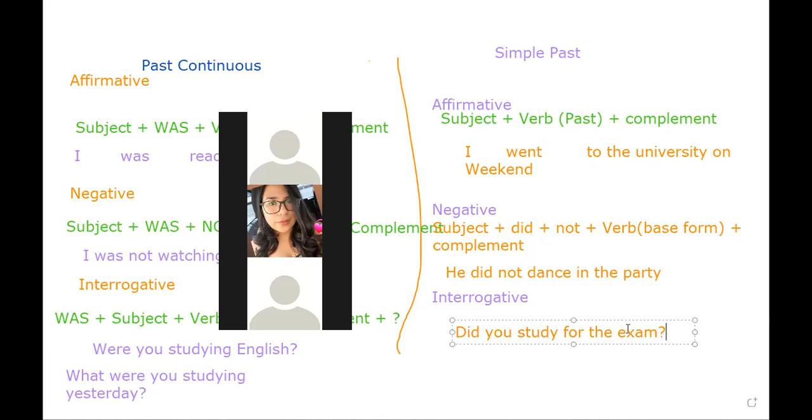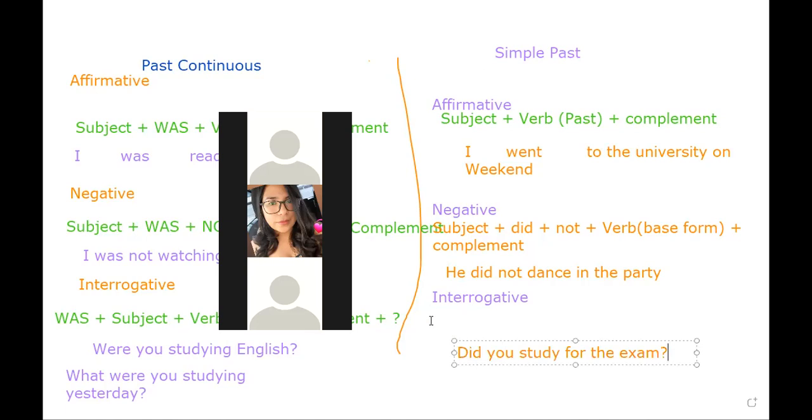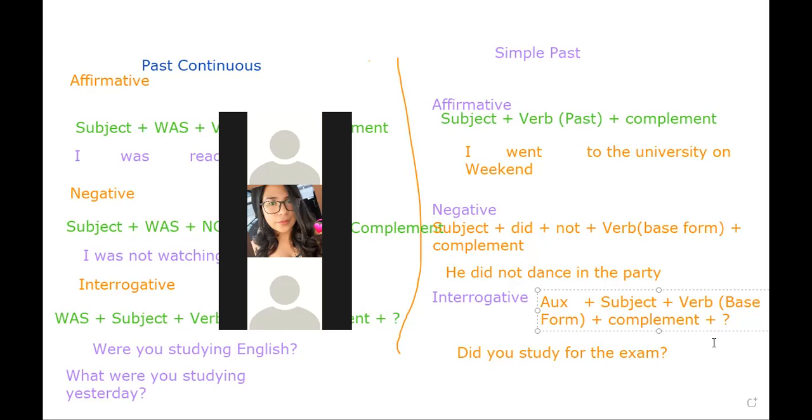So the structure of it is going to be auxiliary verb, plus subject, plus verb, in this case base form, plus a complement. Oh, and we need to add the question mark at the end. Very good. So as we know, in this type of questions, we are going to answer just yes or no. This is what we call yes/no questions.